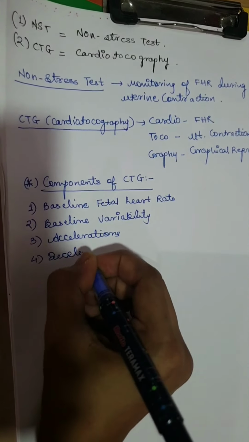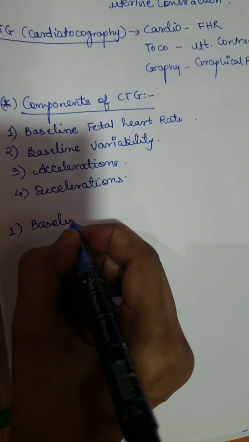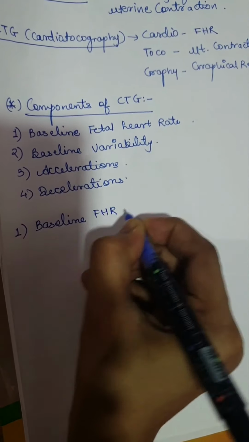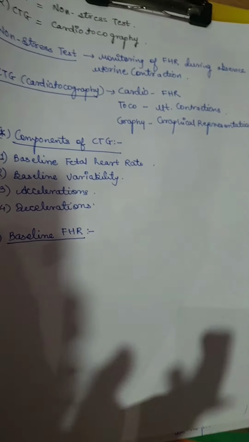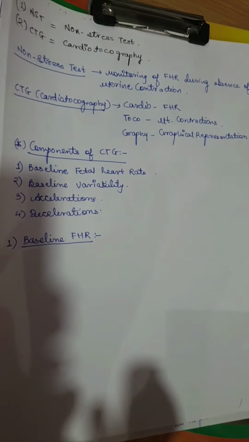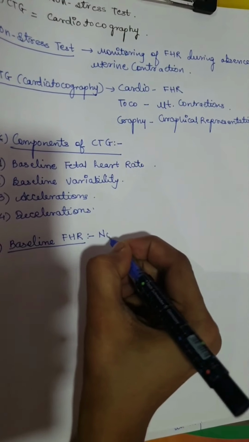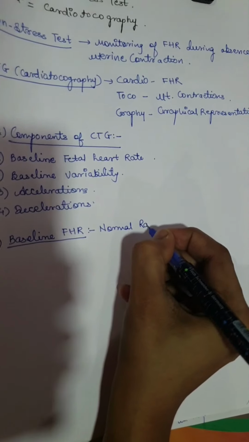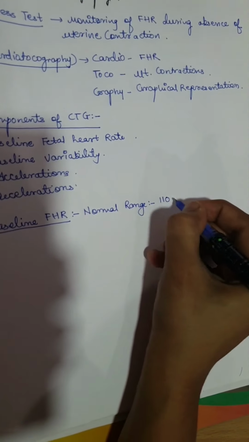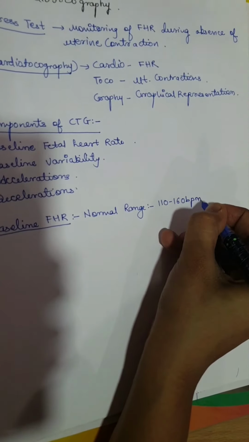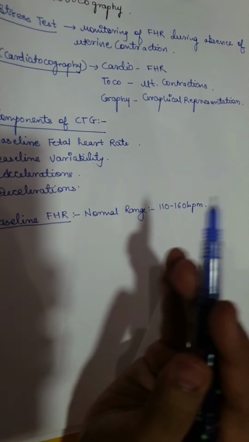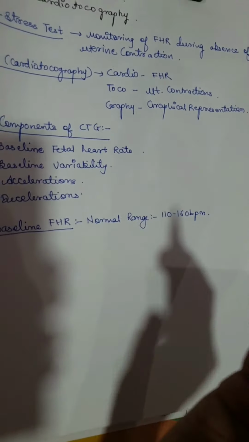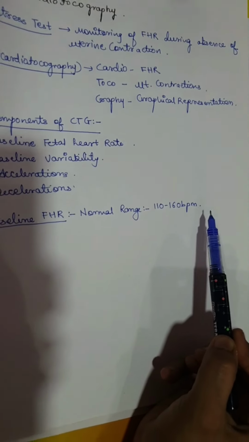The first one we will see is the baseline fetal heart rate. The normal baseline fetal heart rate is in the range of 110 to 160 beats per minute. This is the normal range. The fetal heart rate of a normal fetus, which is not compromised, is always between 110 to 160 beats per minute.